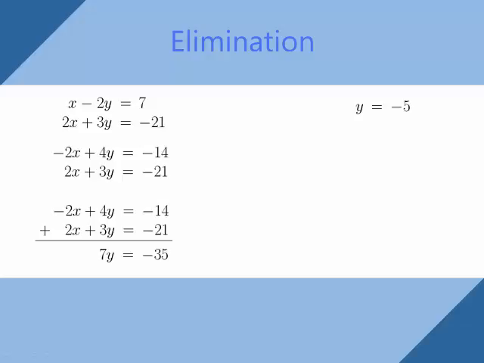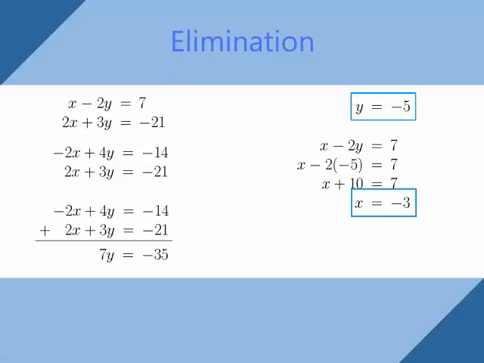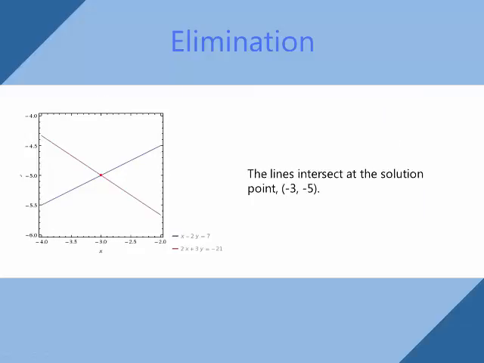Dividing through, I have y equals -5, and I can plug this back into the first equation much in the same way as with substitution to find x equals -3. Once again, I have my solution of -3, -5. This is represented graphically as the point where the two lines intersect.